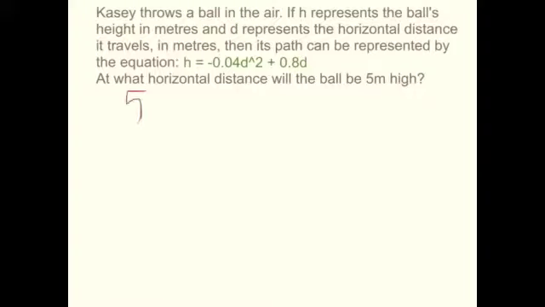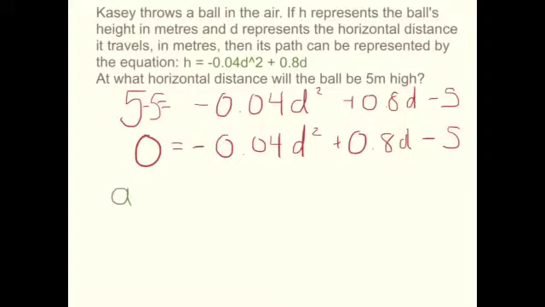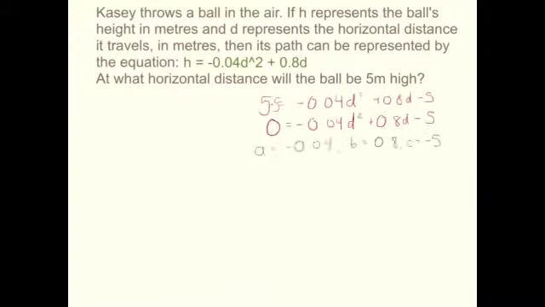We've got 5 equals negative 0.04 d squared plus 0.8 d. And then to make it equal 0, we'll subtract 5 from both sides. So I'll just quickly identify my A and B and C. A, again, is negative 0.04. B is 0.8. And C is negative 5.